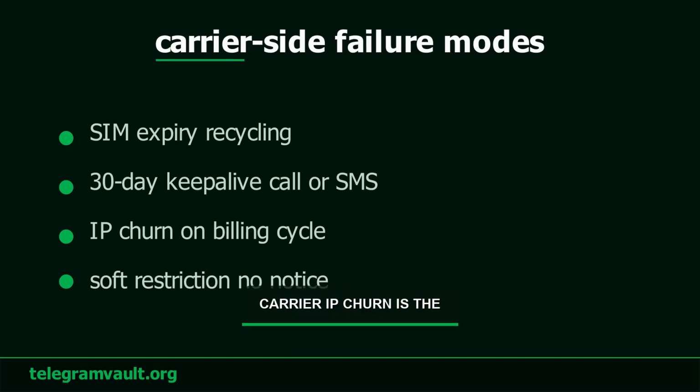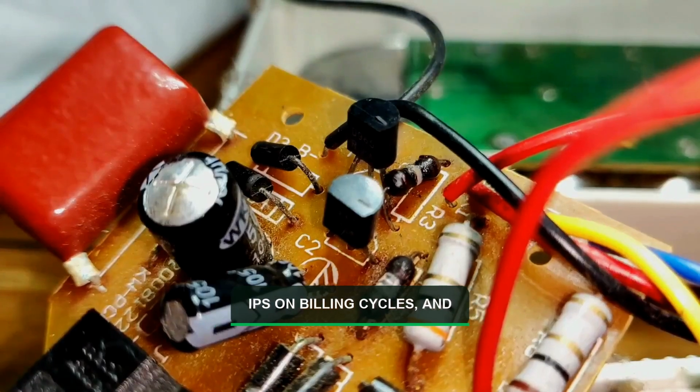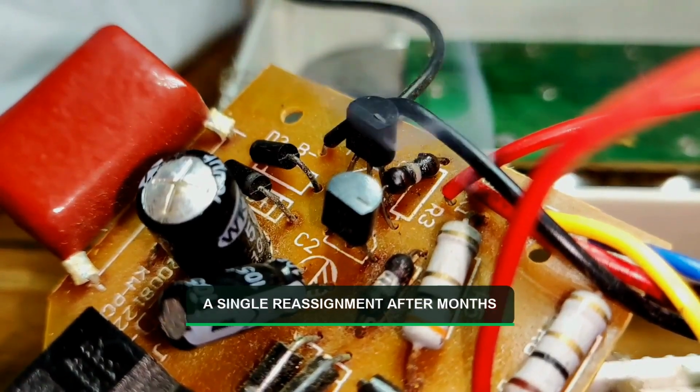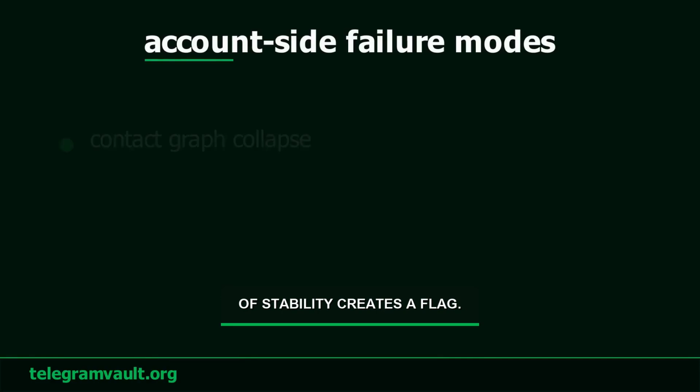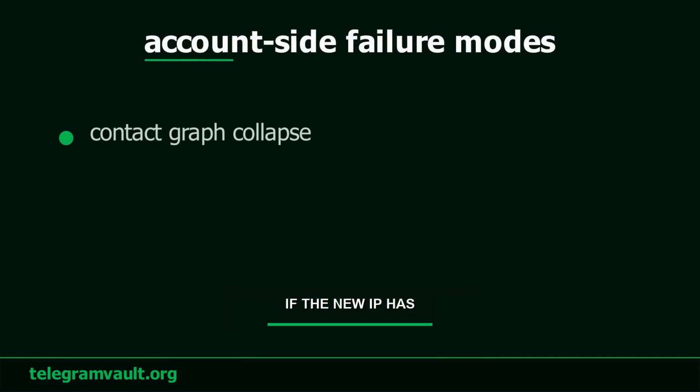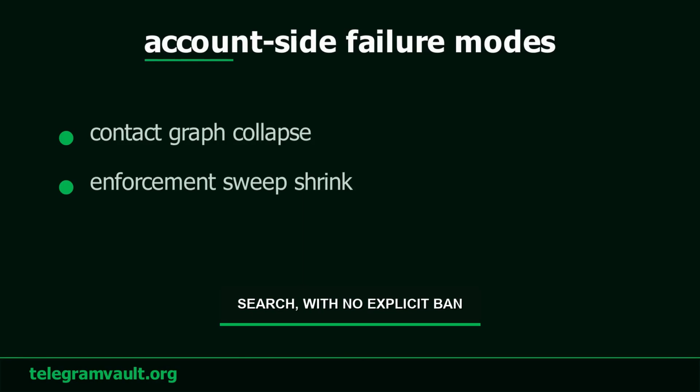Carrier IP churn is the second. Some plans reassign IPs on billing cycles, and a single reassignment after months of stability creates a flag. If the new IP has prior negative reputation, you can get a soft restriction, degraded delivery, or removal from search with no explicit ban notice at all.